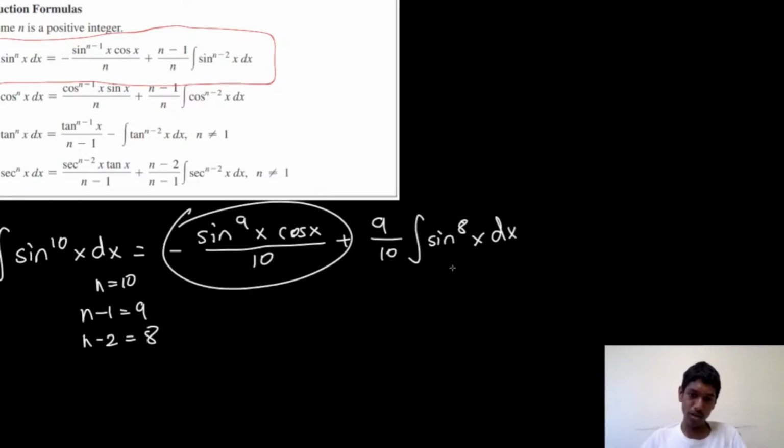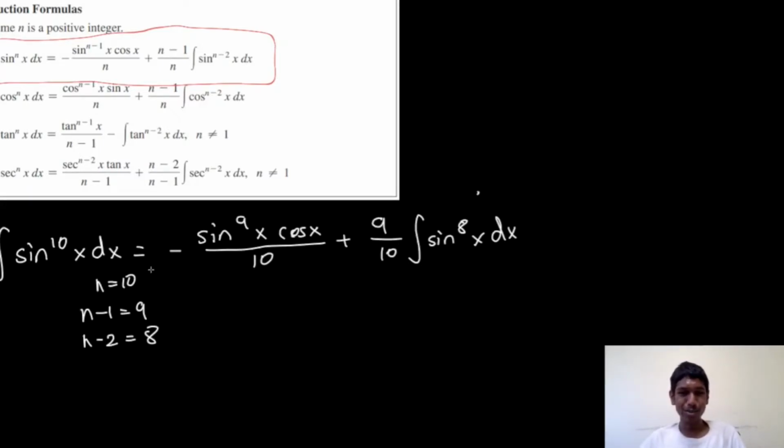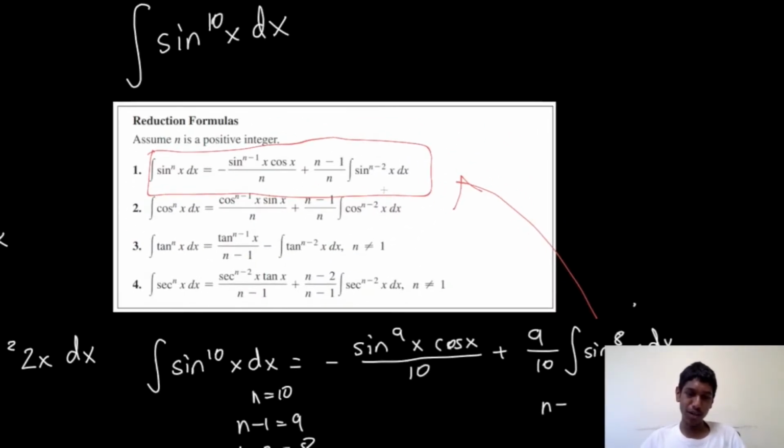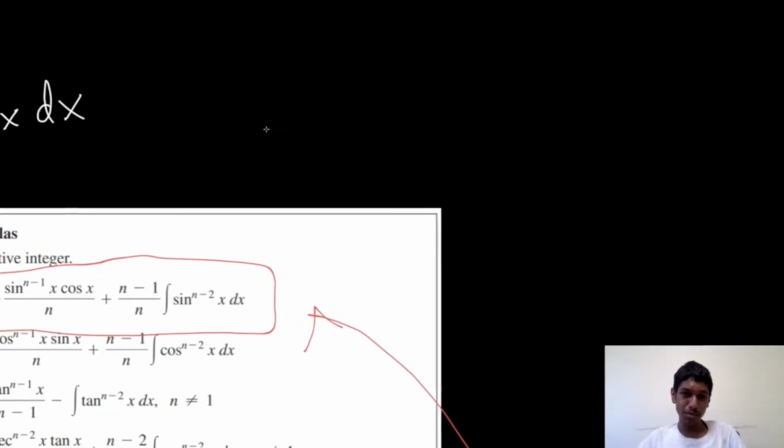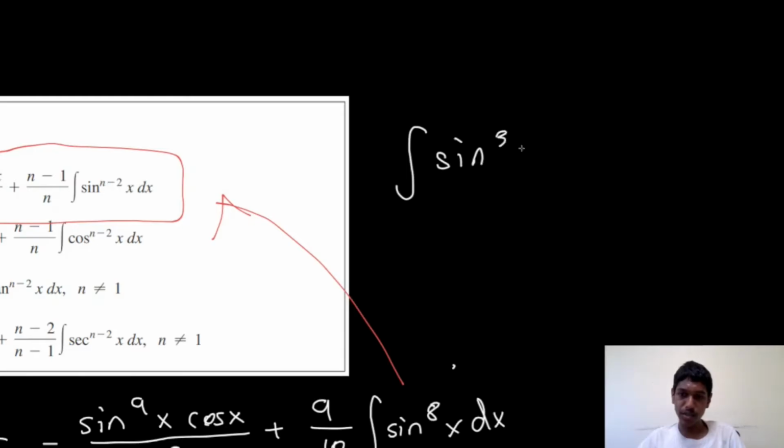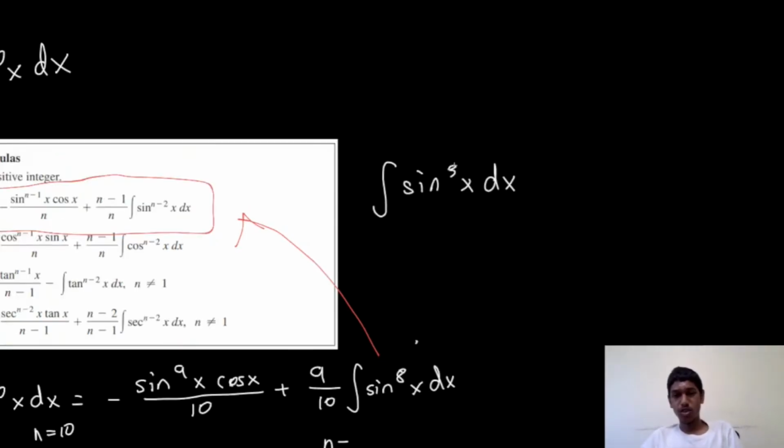So great, we got one term, but now look, we have a sine 8. So what we'd have to do is use this again for n equals 8. So yeah, reduction formulas are quite nasty, but keep in mind that just because these formulas may be given to you doesn't mean you have to use them. For example, if you were given sine 3x dx, it might be faster to just do the u-sub. So don't use these formulas as a catch-all for anything involving sine, cosine, tangent, secant.